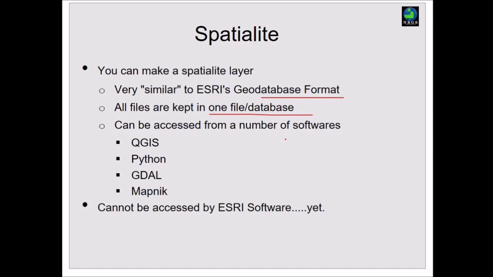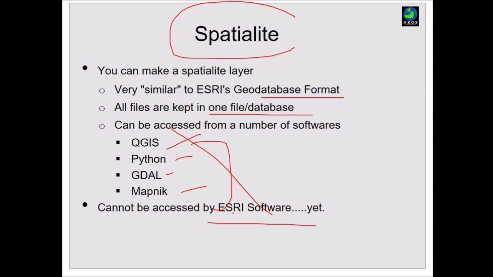This can be accessed from a number of software like Quantum GIS, Python, GDAL, Mapnik. All can use the Spatialite layer you have made. And this can be accessed by these but cannot be accessed by Esri.